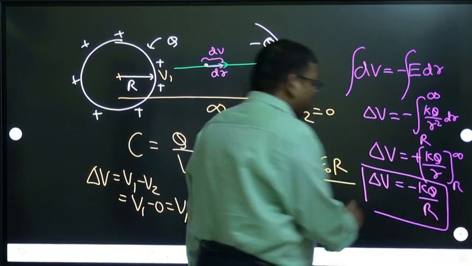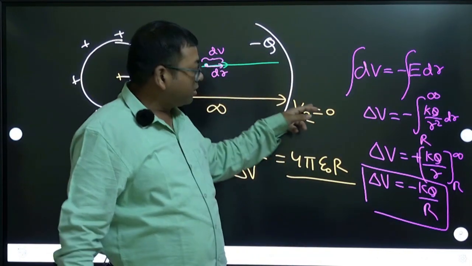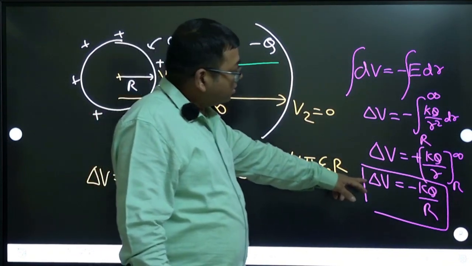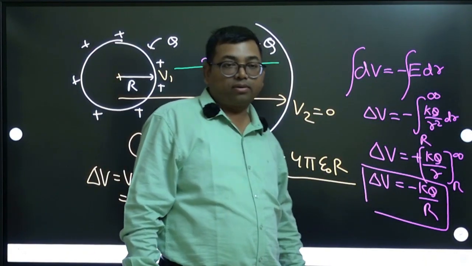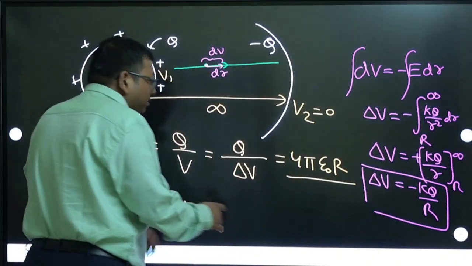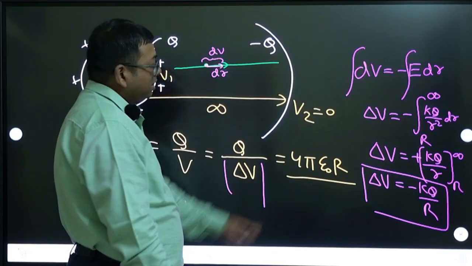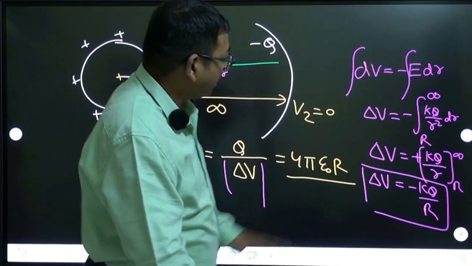Note that what you have calculated is the change of potential while going from here to there. But here the potential is 0, so basically this is 0 minus the potential of that surface. So you will get kq by r only. But the idea is that we can take the magnitude of this, and we can still calculate and the same answer will come. So this is the approach of calculating capacitance.